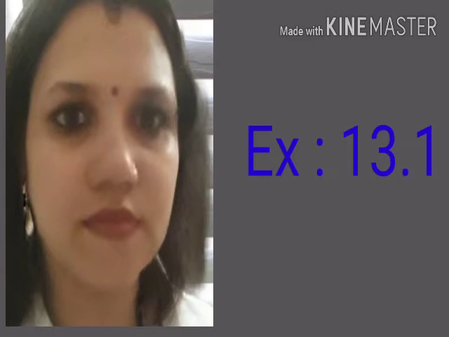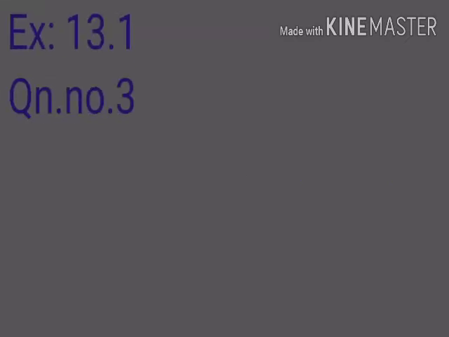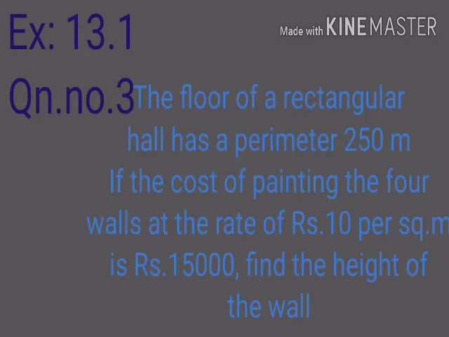In this session, we will continue the exercise questions. Exercise 13.1, question number 3. The floor of a rectangular hall has a perimeter of 250 meter. If the cost of painting the four walls at the rate of rupees 10 per meter square is rupees 15,000, find the height of the hall.